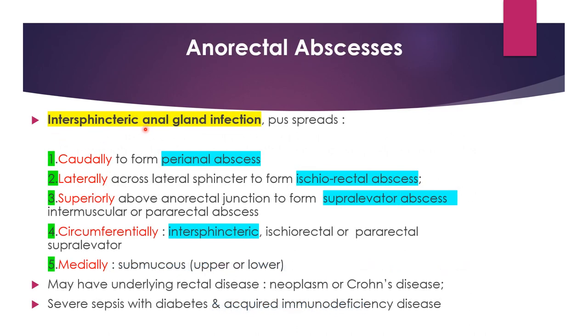The intersphincteric gland infection forms pus, and this pus tends to spread either caudally to form the perianal abscess, laterally across the lateral sphincter to form the ischiorectal abscess, and superiorly to form the supralevator abscess. And medially, sometimes it can form the submucous abscess. And circumferentially, the site of origin is the intersphincteric region, and that is the intersphincteric abscess.